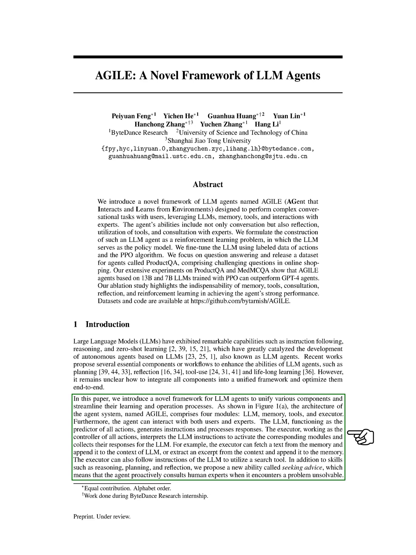We also introduce a new skill called seeking advice, where the agent consults experts for help and learns from their feedback. Our training method, based on reinforcement learning, trains the agent to use different modules and improve its reasoning, planning, reflection, and seeking advice abilities.